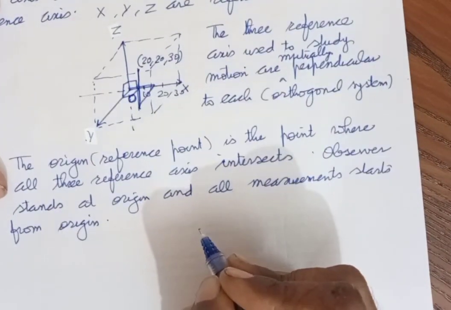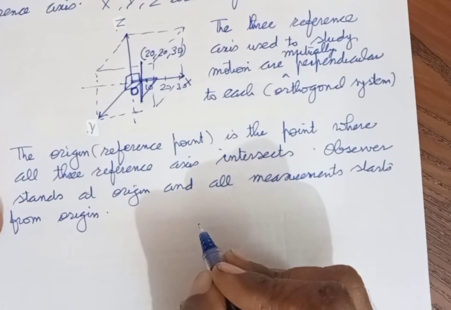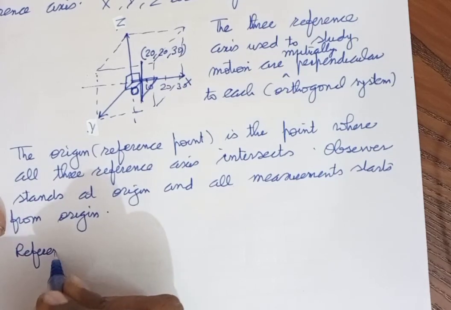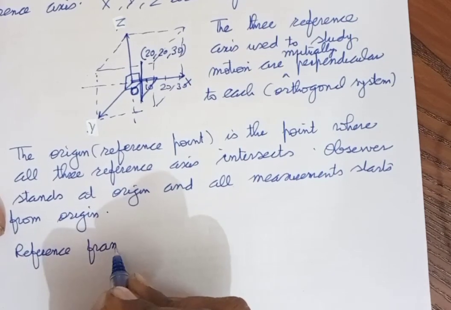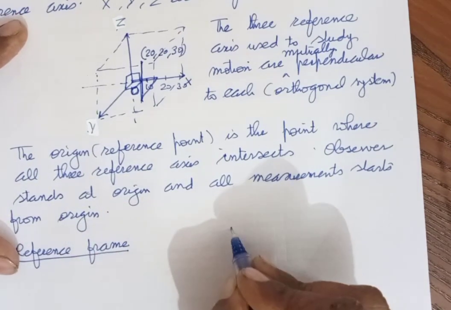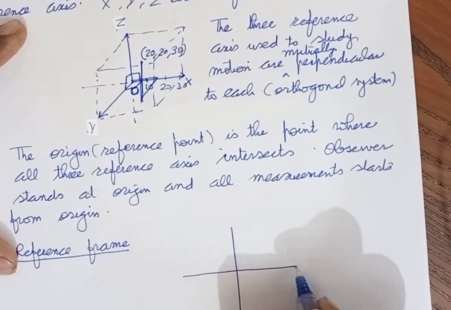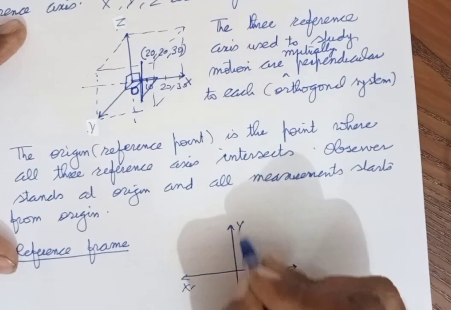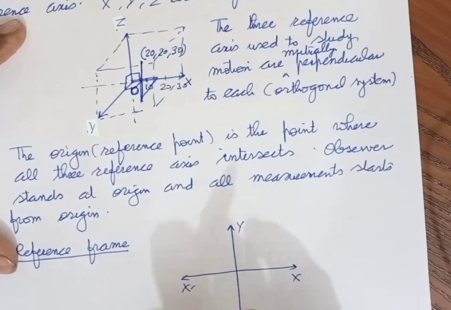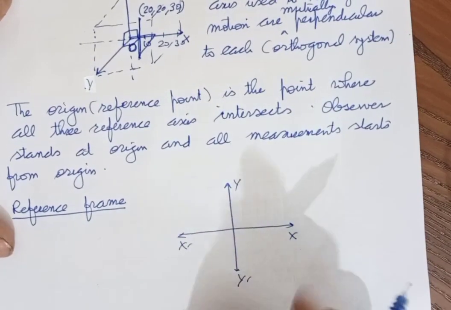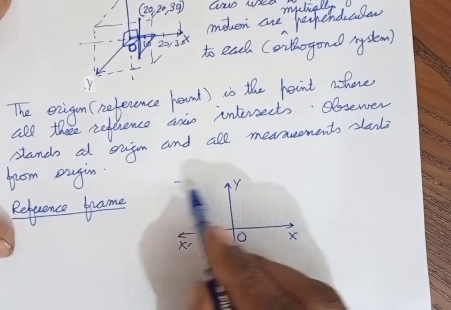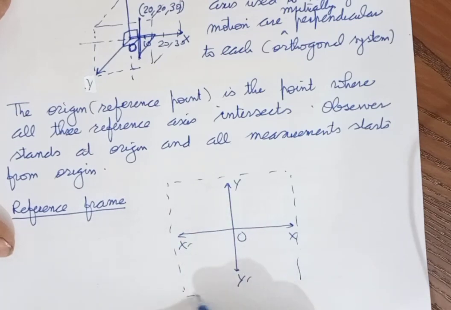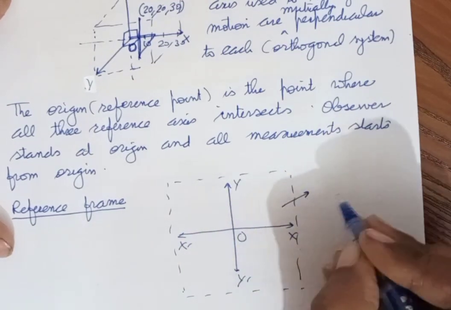Now, what does it mean by reference frame when we are studying motion? Then there is one more thing needed, that is reference frame. Like we are studying two-dimension motion. So, y and y dash, reference axis along with reference point is called reference frame. This is reference frame. And all motions are studied within reference frame.